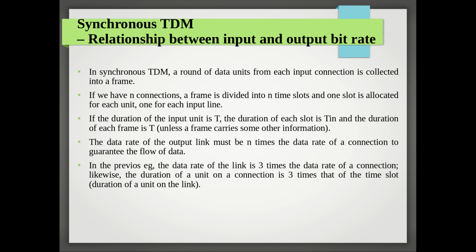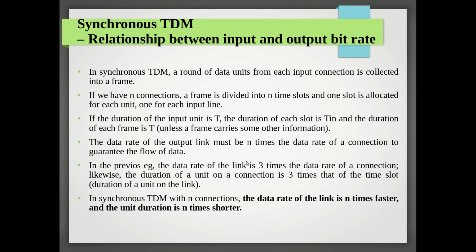In the previous example, the data rate of the link is 3 times the data rate of the connection. Likewise, the duration of a unit on a connection is 3 times the time slot duration. The time slot duration is 1 by 3 times the duration of a unit in the input line. So both relations are clear for you. This is the conclusion from this entire explanation.